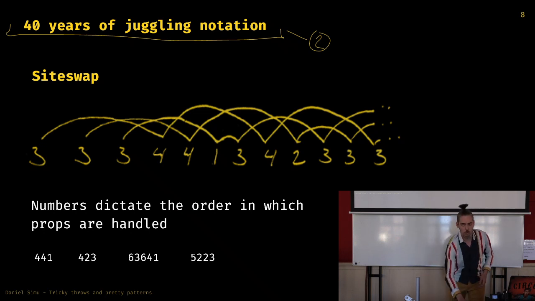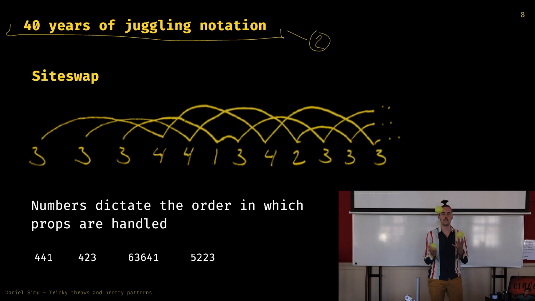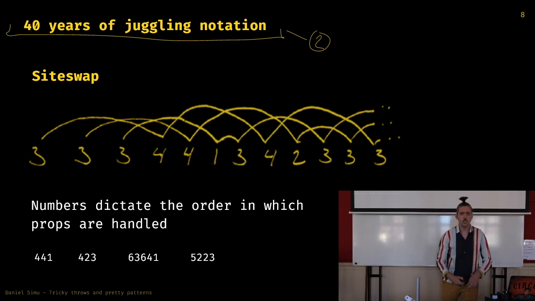We call this throw typically a 3, we call this a 4, we call a little bit higher throw a 5, and so on and so forth. And then we create tricks by adding the numbers in a row together to create short strings, such as 4-4-1 you see on the screen, that represents this trick. And usually these are quite short strings that repeat themselves. Not every string of numbers creates a valid pattern that's actually juggleable, that makes sense.